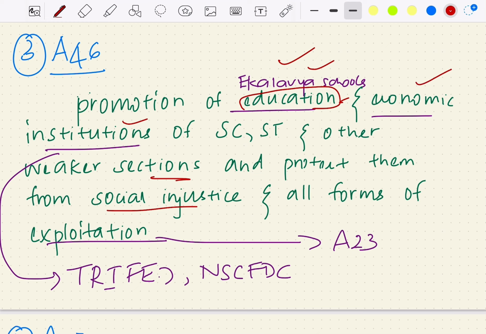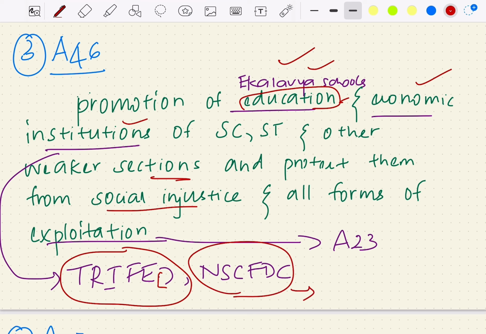For the promotion of economic institutions, for the tribals, the ST community, we have something called TriFed. For SC, we have FDC, the Federation Development Council for the SC community.